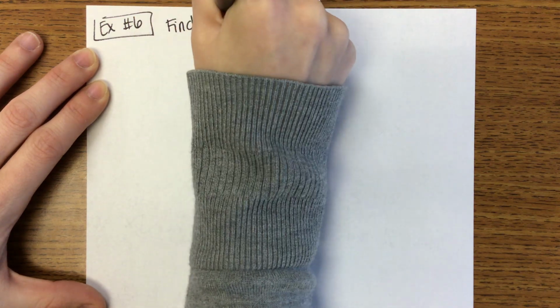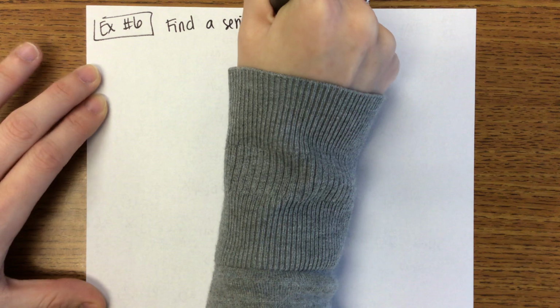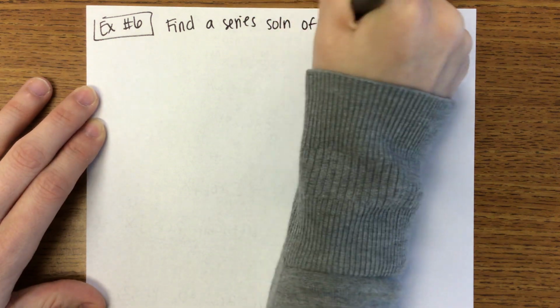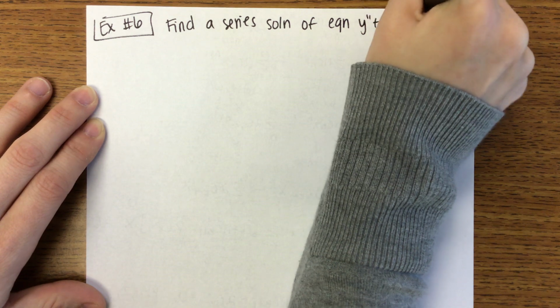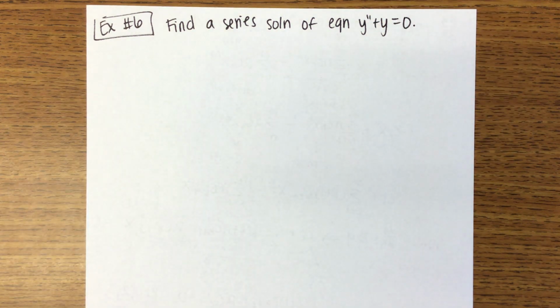We are going to find a series solution of the equation y double prime plus y is equal to 0. Now, if you want to, it might be a good idea to pause the video and try this one on your own. If you don't want to do that, that's fine. We'll go through it together. If at some point you think that you can do the problem, maybe pause and see how you do.